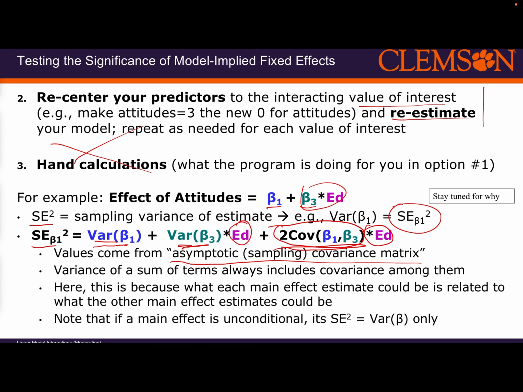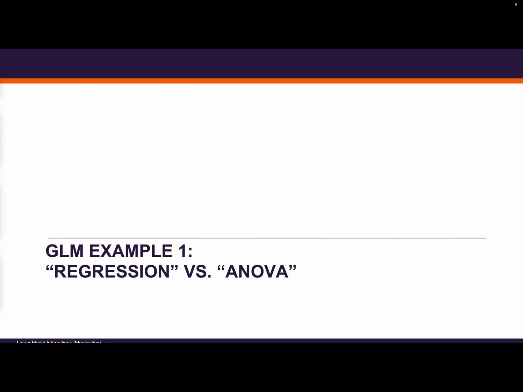The variance of a sum is always, so if we think about it this way, we have a sum of these parameters, beta 1 plus beta 3 times education being a constant here, the sum of two random variables. The variance of that sum is always the variance of 1 plus the variance of 2 plus 2 times the covariance. This is because what each main effect estimate could be is related to what the other main effect could also be. And note that if a main effect is unconditional, if its interacting term were 0, then its standard error squared is really just the variance of beta only.